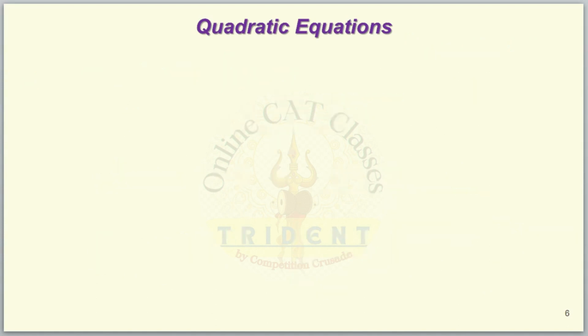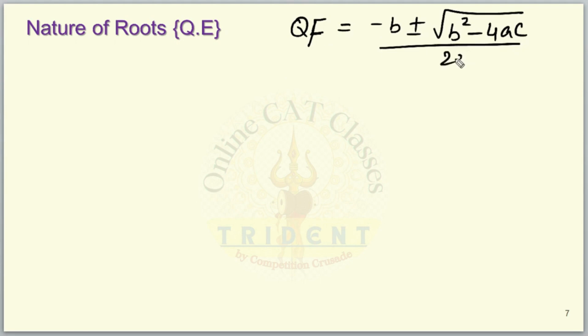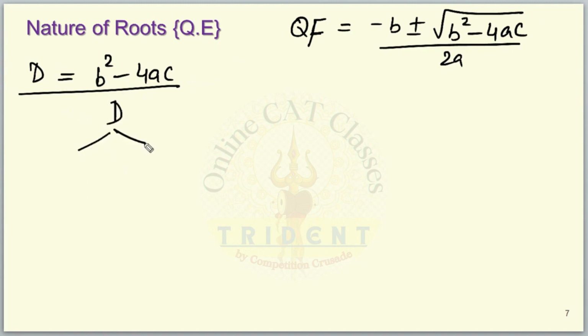Now let's go to the idea of the nature of roots. First of all, we have understood the quadratic formula, which is minus b plus or minus root over b square minus 4ac, upon 2a. This term b square minus 4ac, without the square root, is called the discriminant. Based on what the discriminant d is, we can typically have two cases. It can be less than 0 or greater than or equal to 0. If the discriminant is less than 0, the roots are imaginary.